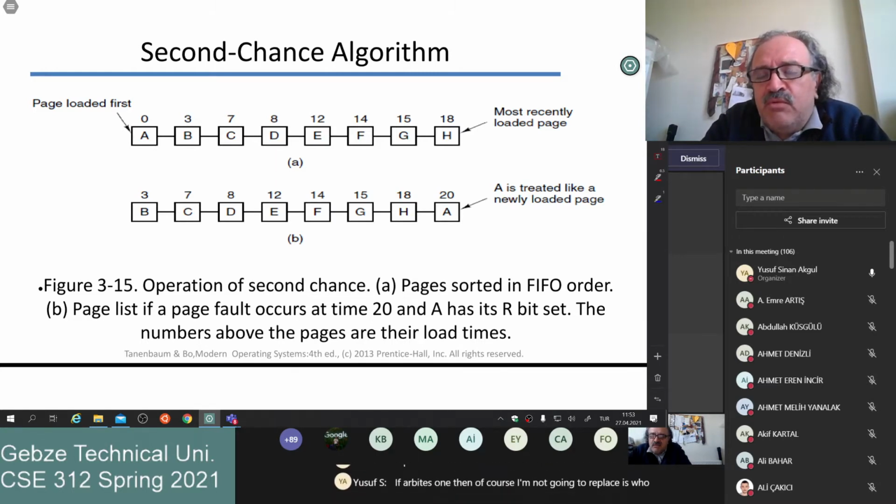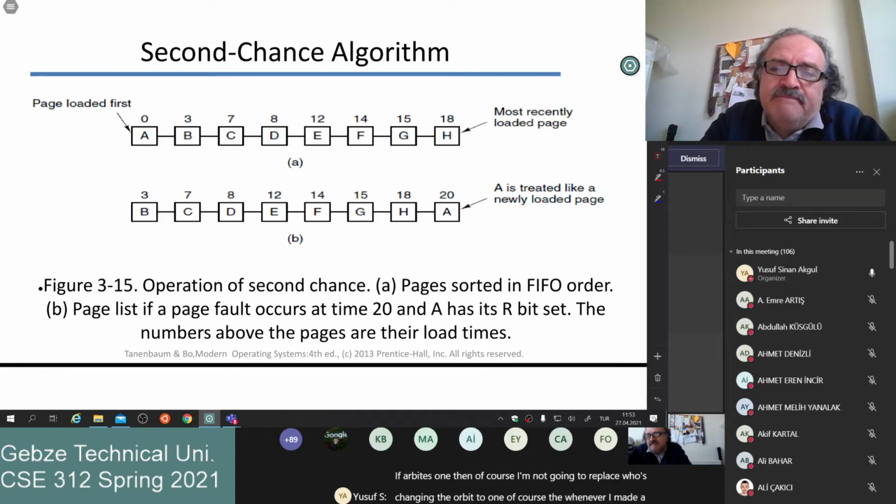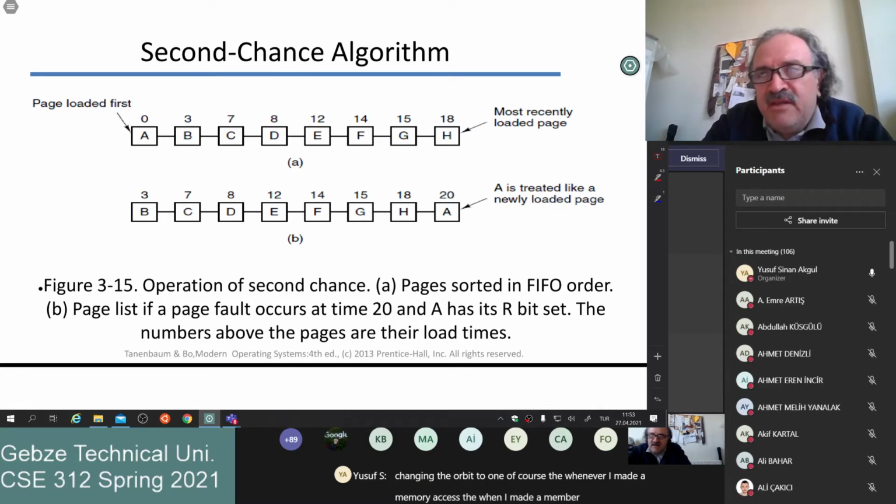Who is changing the R bit to one? Of course, whenever I make a memory access, the hardware is doing that.